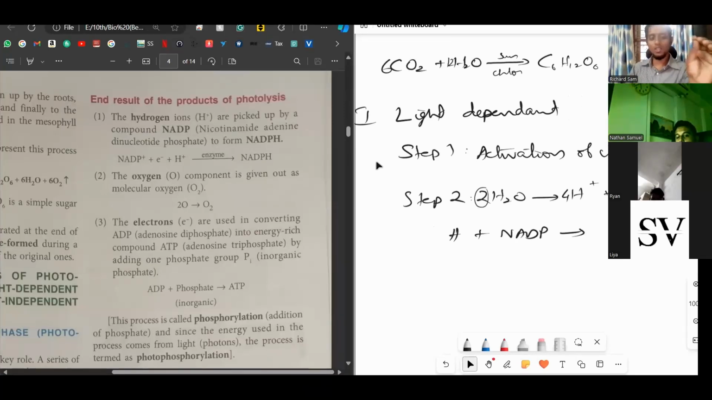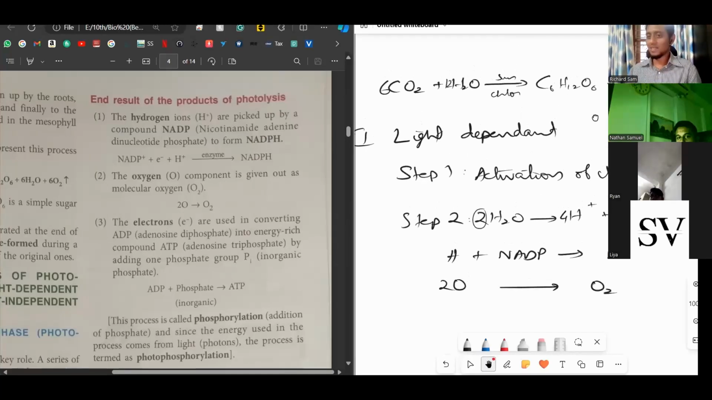Just remember that. So what is this NADP? NADP is nicotinamide adenine dinucleotide phosphate. Okay, that's a compound, and that compound turns into NADPH. So NADPH means the same thing with the hydrogen. All right. Second thing is the oxygen. What happens to the oxygen? Two of these oxygen atoms join to form O2, and that oxygen is given out. That's the oxygen that's given out.